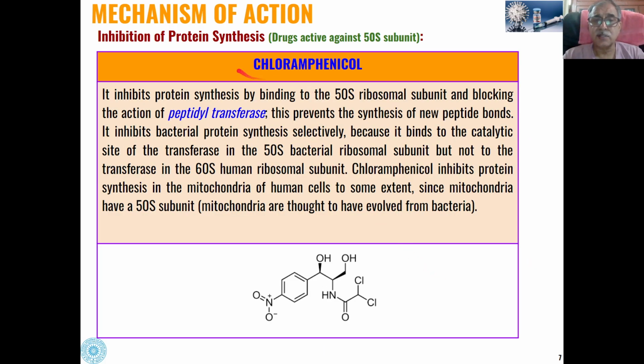The next is chloramphenicol. Chloramphenicol acts against the larger subunit and blocks the action of the peptidyl transferase enzyme. Again, this is the chemical structure of chloramphenicol, and it inhibits only bacterial protein synthesis selectively because it will bind to the 50S bacterial ribosomal subunit but not to the 60S human ribosomal subunit.